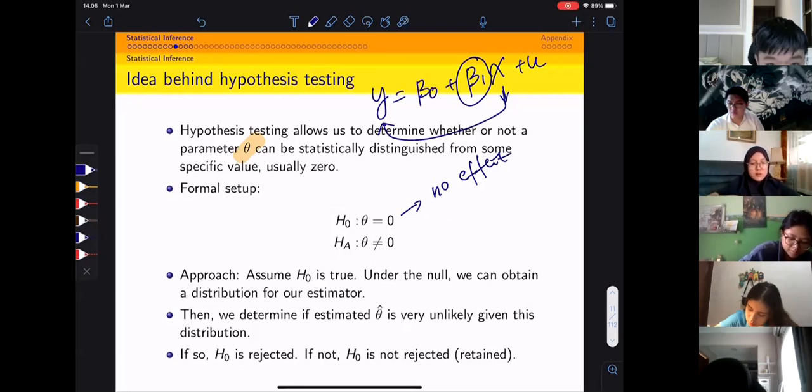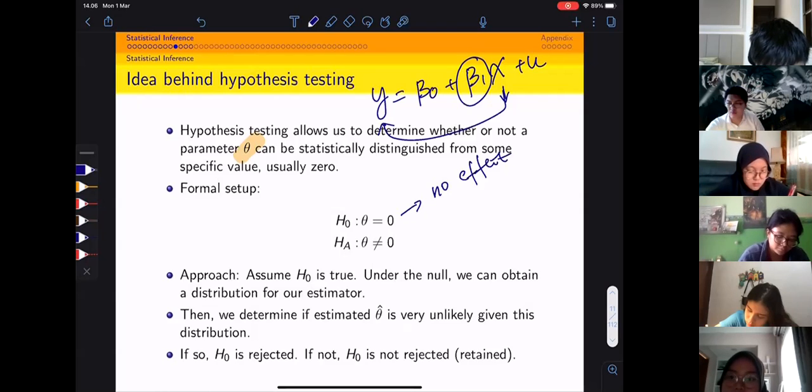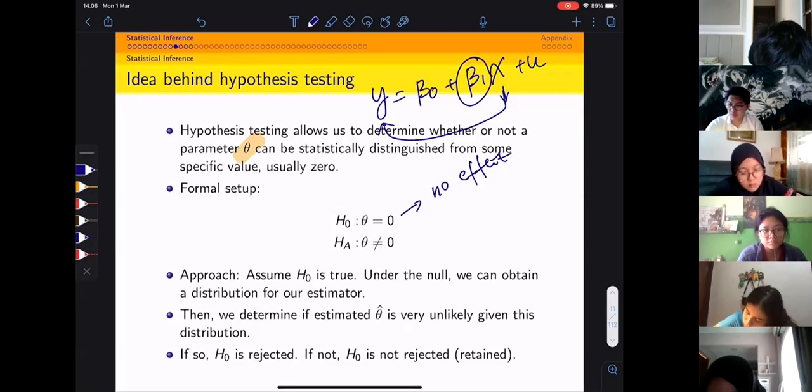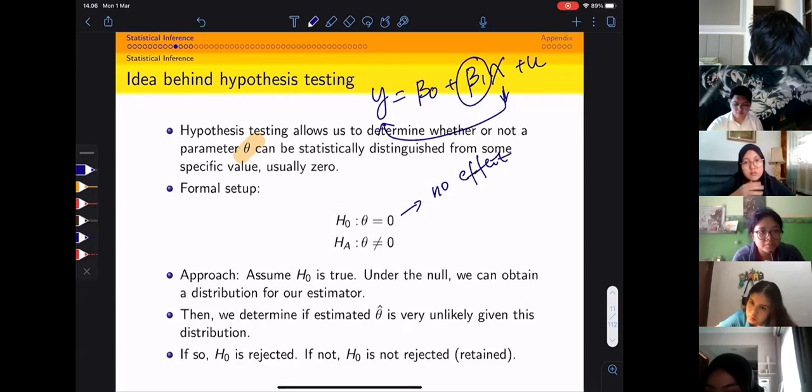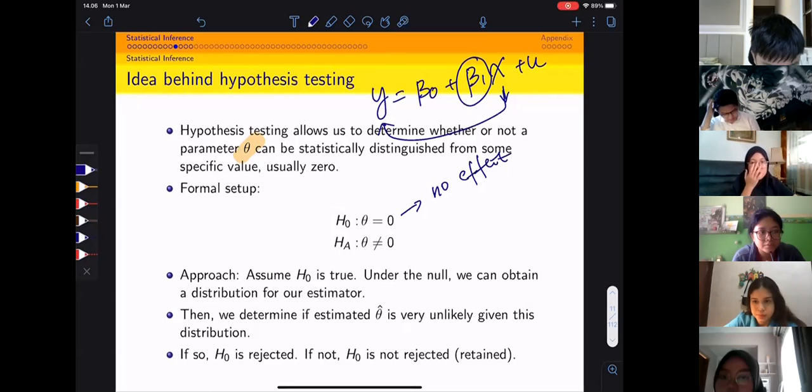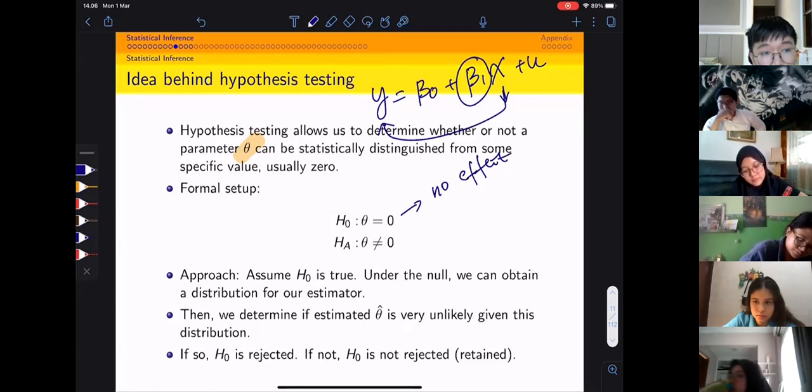Okay, so our approach is the following. We're going to assume that the null hypothesis is true, and then under the assumption that the null hypothesis is true, we can obtain a distribution for our estimator. So suppose that someone gets convicted for a felony, for example. We're going to assume that the individual is innocent unless the data or the evidence proves otherwise. Okay, so that's the idea.